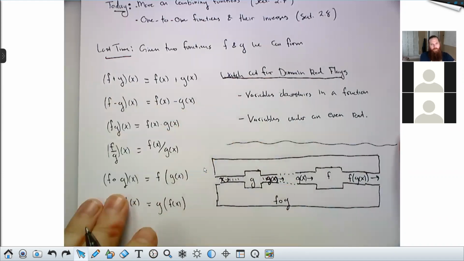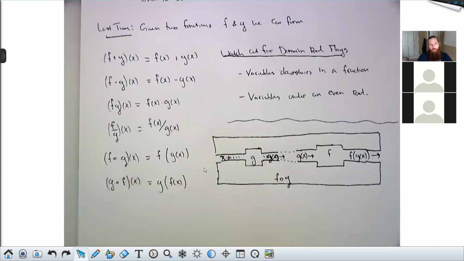All right, so I have an analogy that will work here, but it's a little bit gross. Are you ready? Fog, this composite function, f of g, is the human centipede of functions.